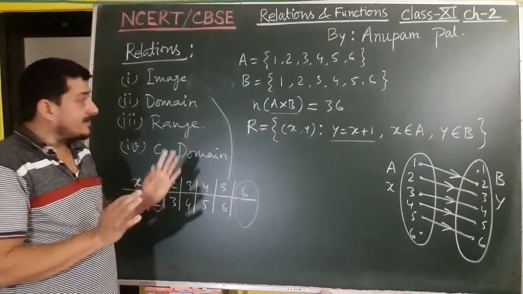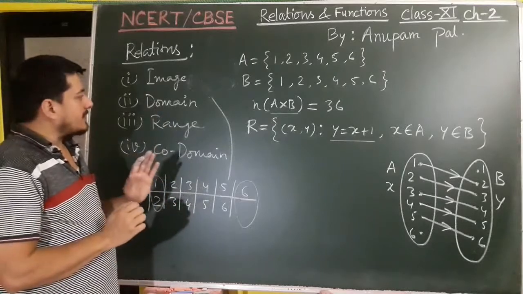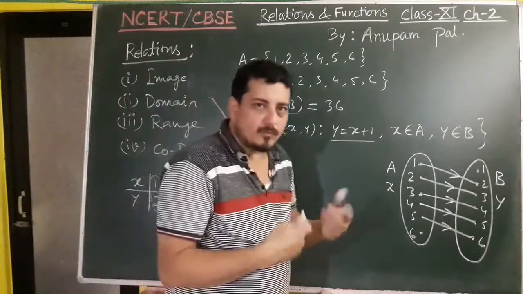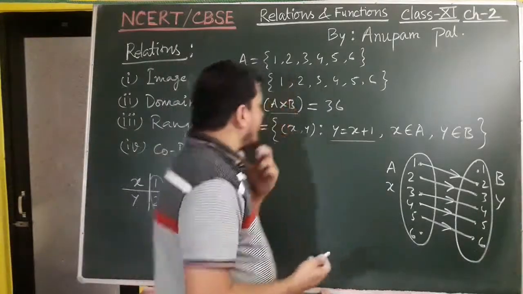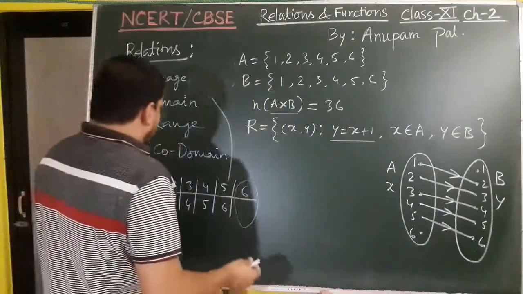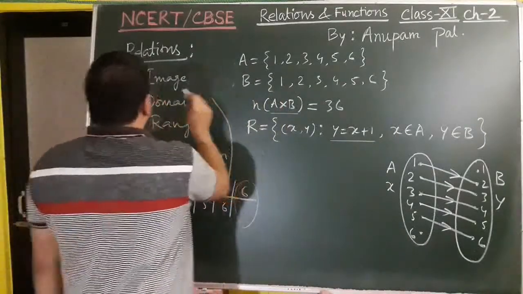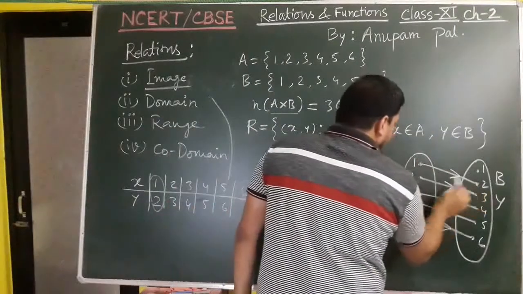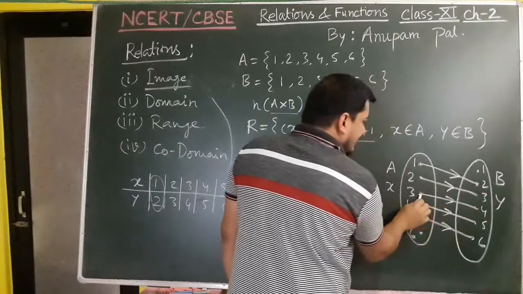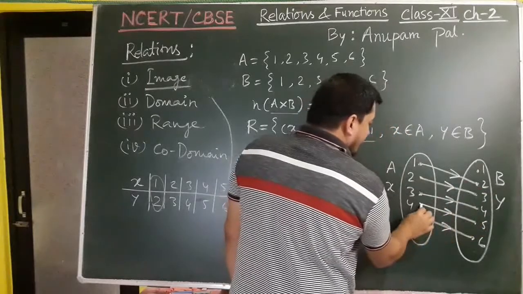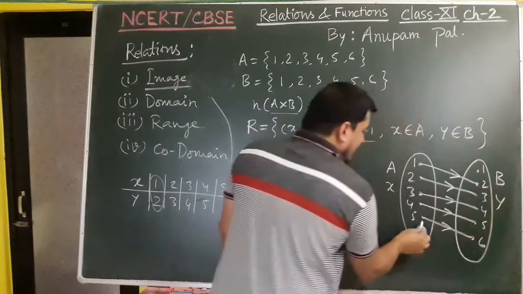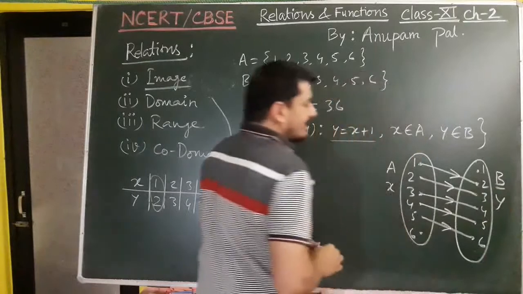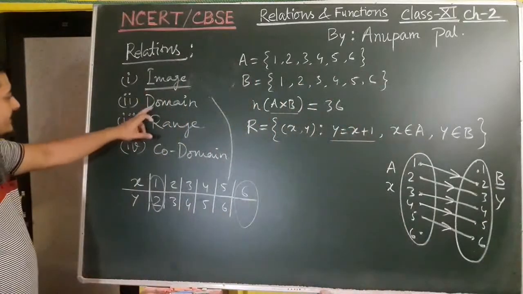It may be more than 1, that we shall look into. Or in case of relation, it may be mapped to more than 1 point, so more than 1 image, no problem. Okay, so this means you have understood, I guess. So the image of point 1 is 2, image of point 2 is 3, image of point 3 is 4, image of point 4 is 5 in set B, image of point 5 is 6 in set B. Okay, now what is domain?